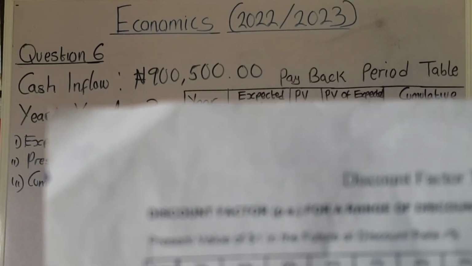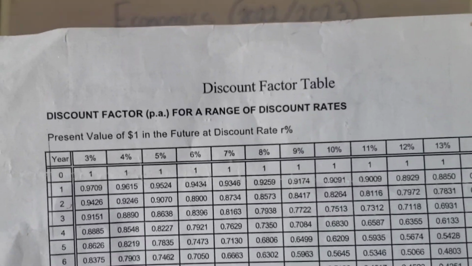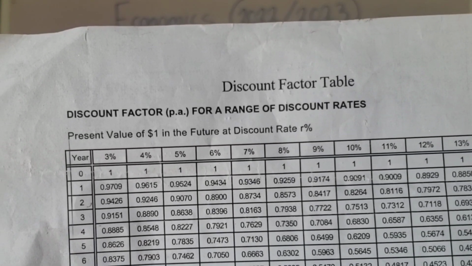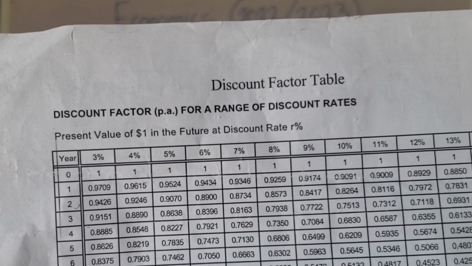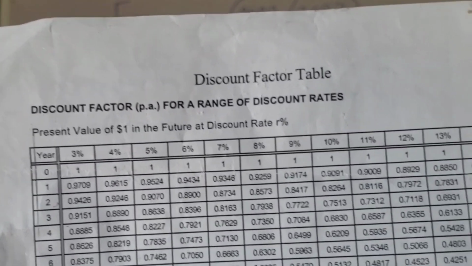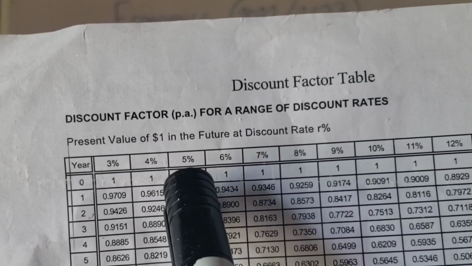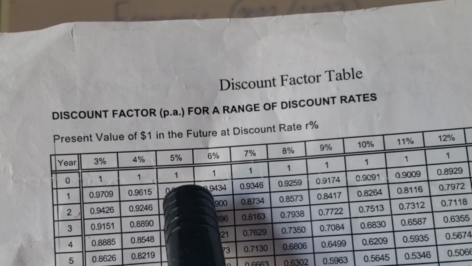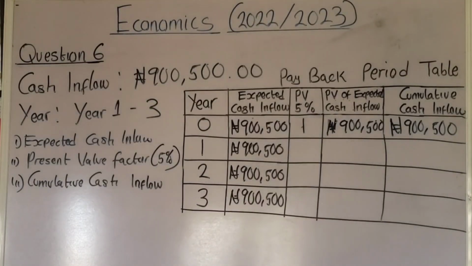Why is it blurred? I don't know the reason why it is blurred. Please, I'm very sure you can see this. This is the discount factor table in my hand. We have year one. Year one under 5% is 0.9524. Can you see it? Let me point it. I don't know if it will be blurred again. You can see that's it. Year one under 5% is 0.9524.